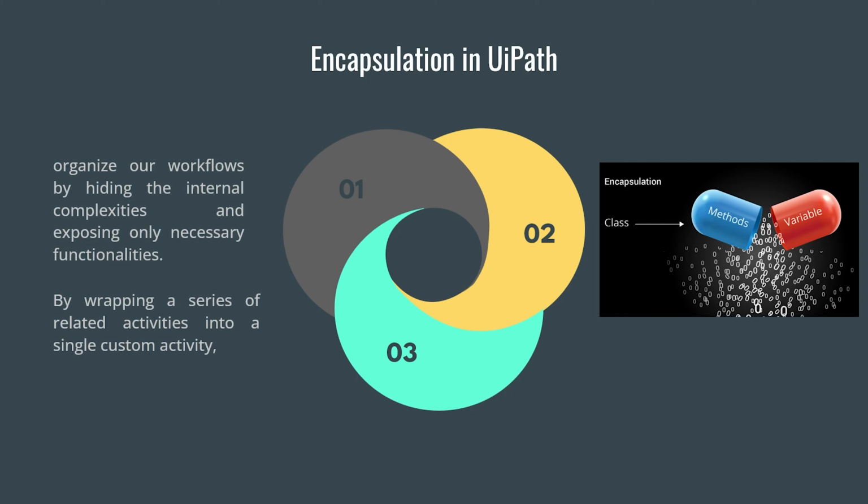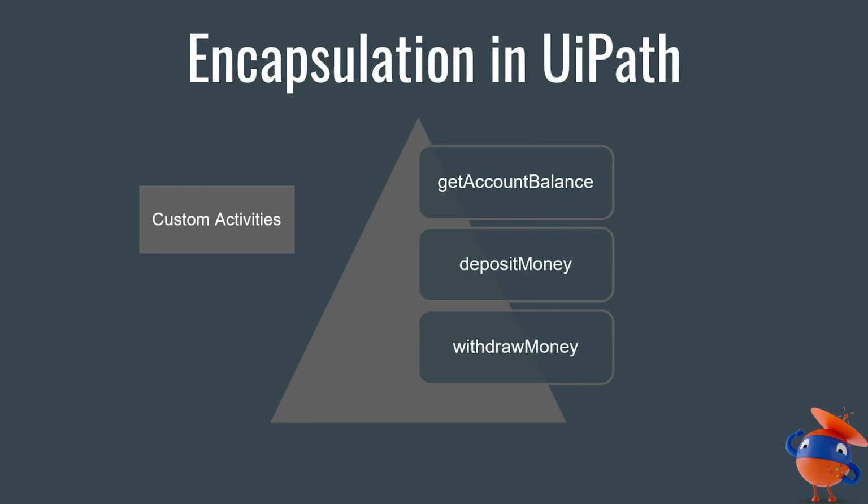Encapsulation is nothing but wrapping up a data member and a method together into a single unit. It is like enclosing in a capsule, as you see on the right hand side. So that is enclosing the related operations and its data. So when it comes to encapsulating code in UiPath, we aim to organize our workflow by hiding the internal complexities and exposing only necessary functionalities.